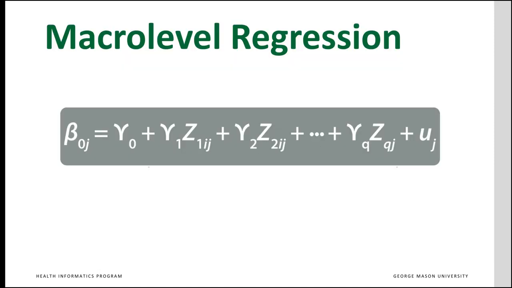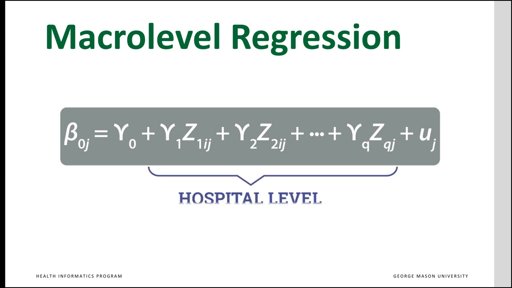The macro or practice level regression examines variations in the calculated average outcome at each practice. We want to explain these variations as a function of Q practice level features Z1 through ZQ as shown in the equation.